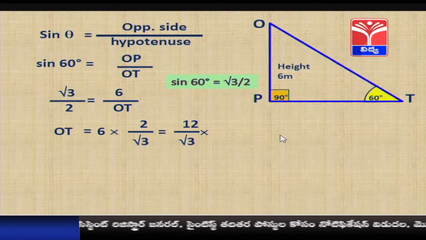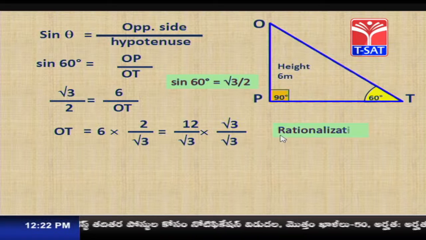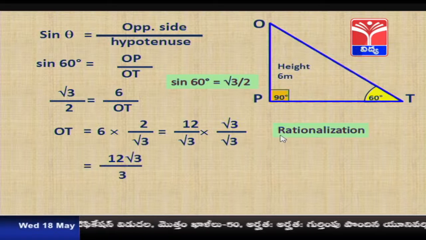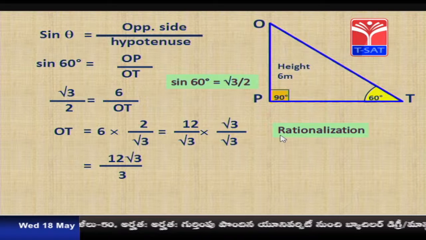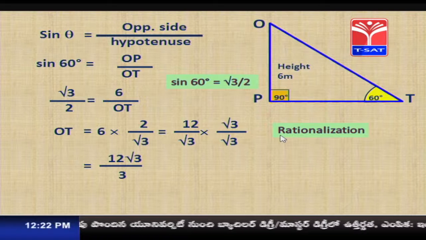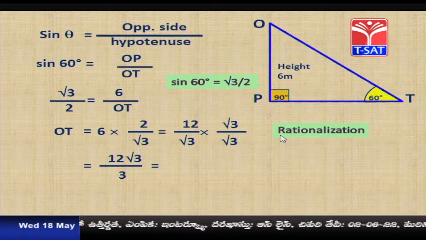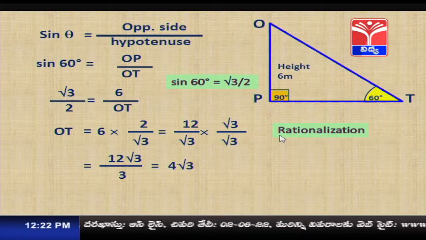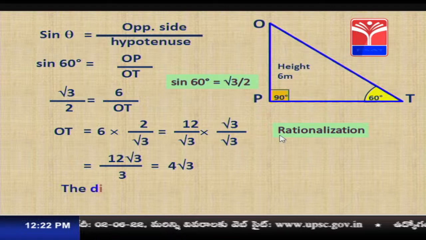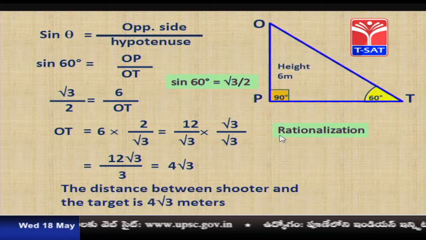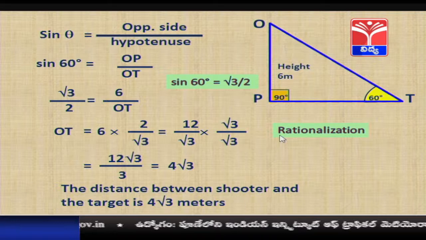So, I am going to rationalize the denominator. In the numerator I will be getting 12 root 3 by 3, because root 3 into root 3 is how much? 3. So, you can cancel 12 by 3. So, what is the answer you are going to get here? 4 root 3. That means, the distance between the shooter and the target is 4 root 3 meters.